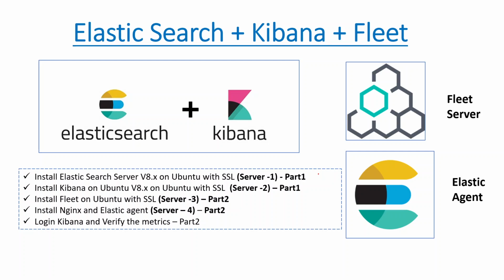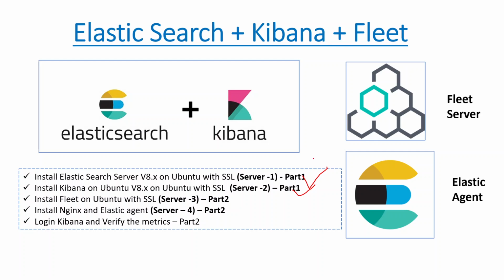This is part 2 of this session. If you remember, in part 1 we have already installed Elasticsearch and Kibana. That is a vanilla installation with SSL. But today we'll be installing a couple of agents on an application server so that we can capture the metrics and logs from that server and send them to Elasticsearch.